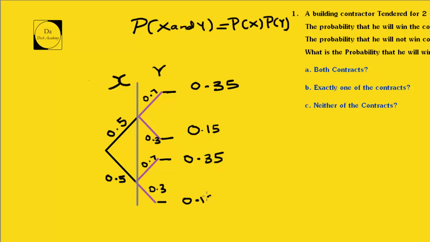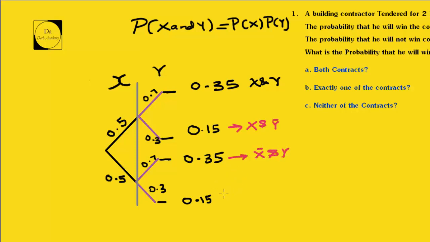It's 0.15. Just to make it clear, I'm trying to avoid using set theory notation, but this probability represents, you can just follow the branches, actually I'll label it, X and Y. I'll use this notation. I should use a different color. This probability here represents winning contract X and not winning contract Y. This probability here represents the probability of not winning X and winning contract Y.